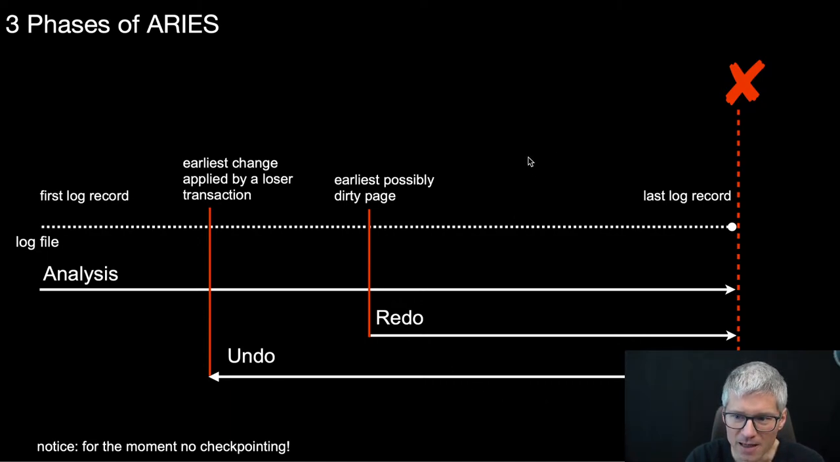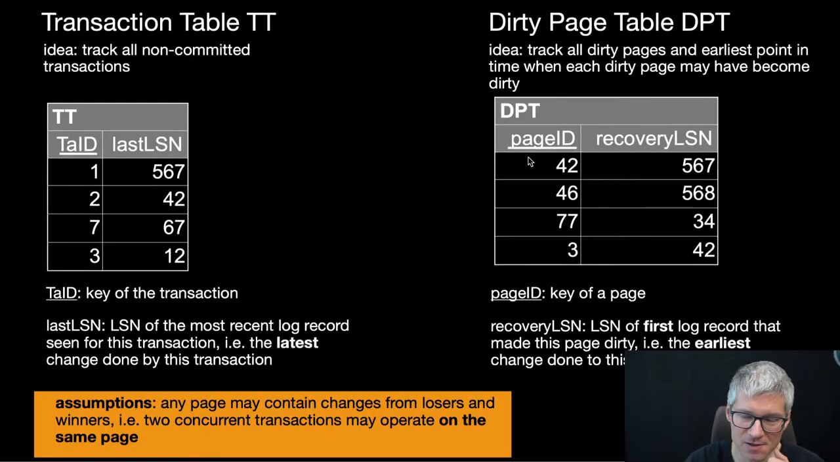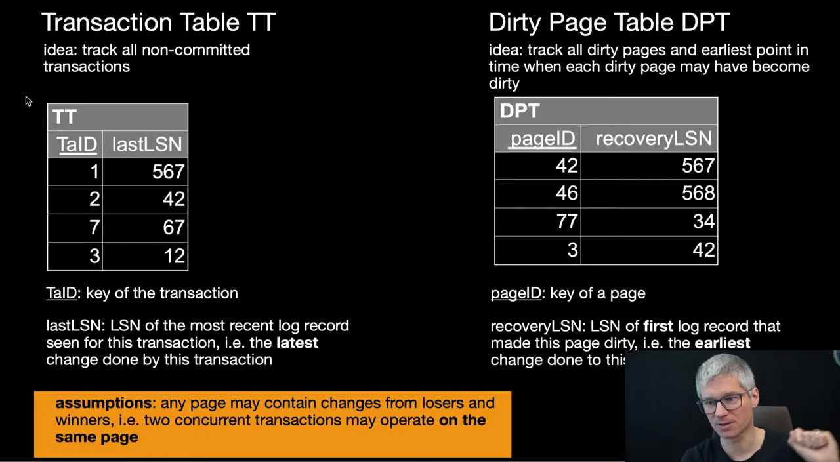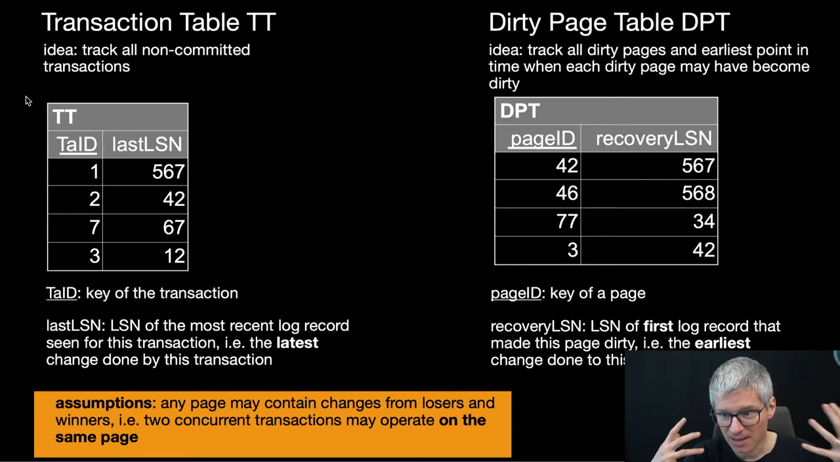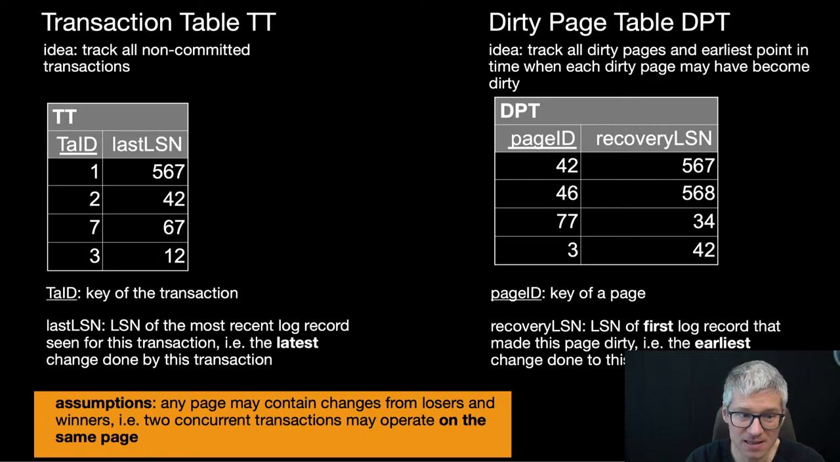And the ARIES algorithm needs some helper structures. One is the transaction table. What does the transaction table do? It basically has an entry for those transactions that haven't committed yet. Everyone who already committed, you won't find in the transaction table. All transactions you find here are still ongoing, still doing stuff, and haven't successfully committed. That's the idea of this table.